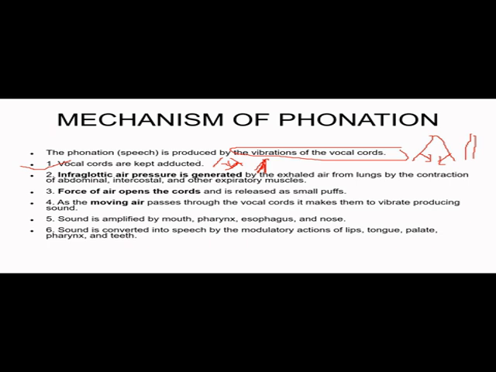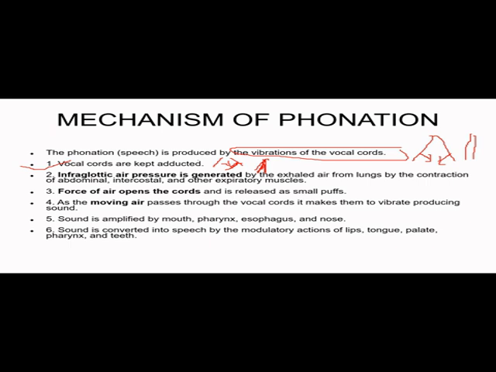Adduction. Okay, so first step is adduction. Now what will happen? Because this is adducted, infraglottic air pressure will be generated. Why? Because the air from the lungs cannot be expelled out. So there is a lot of air in the lungs.